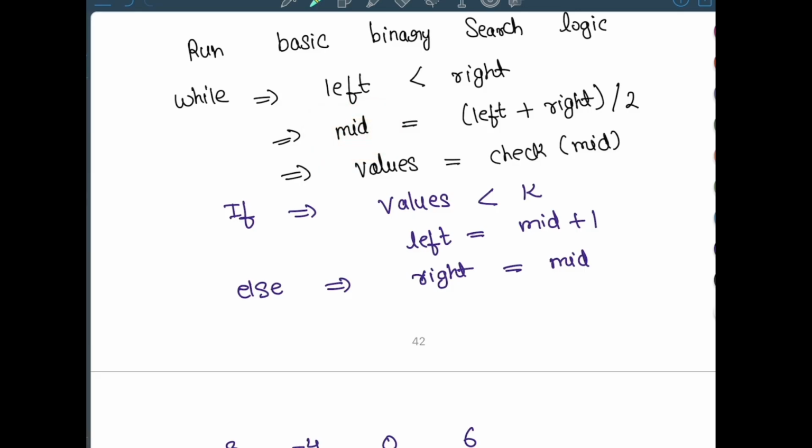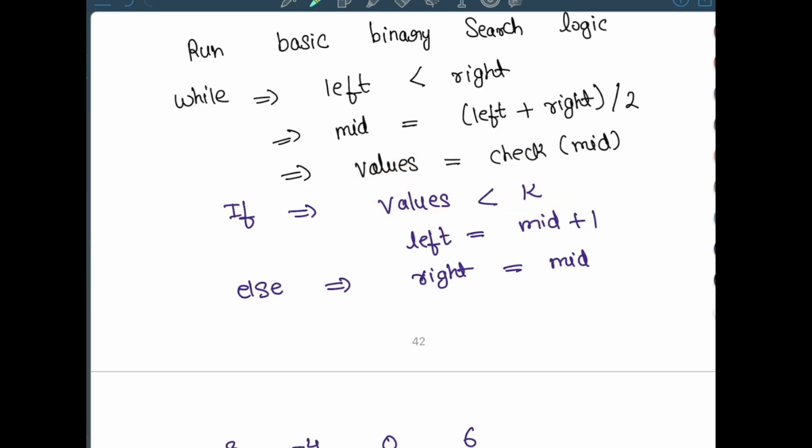Now, once I find the value, let's forget about the check function. We will see it later. Once we find out how many products I have which are less than or equal to mid, let's call it values. That's the number of products we have which is less than or equal to mid. In this case, I will check if this values is less than k. Now what is this? Again, this is basic binary search.